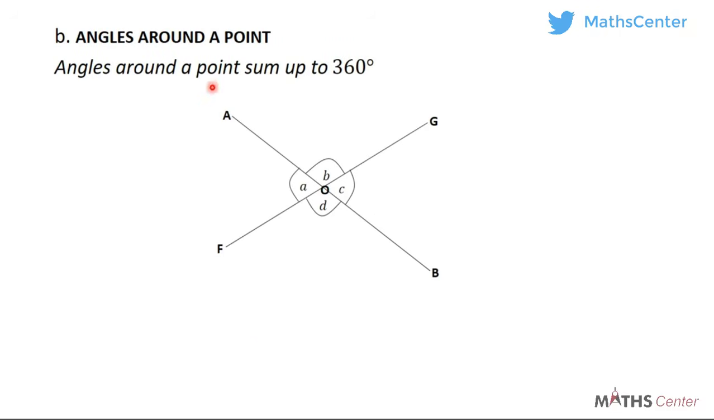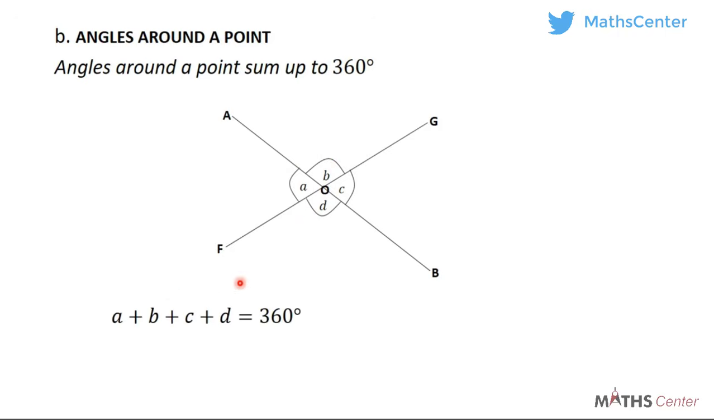So we have line AB and line FG. They meet at a point called O. Now O becomes a particular point. When you add all the angles around the point O, we are saying that you should get 360 degrees. So whenever you have a point, if you add all the angles around the point, you must get 360 degrees.